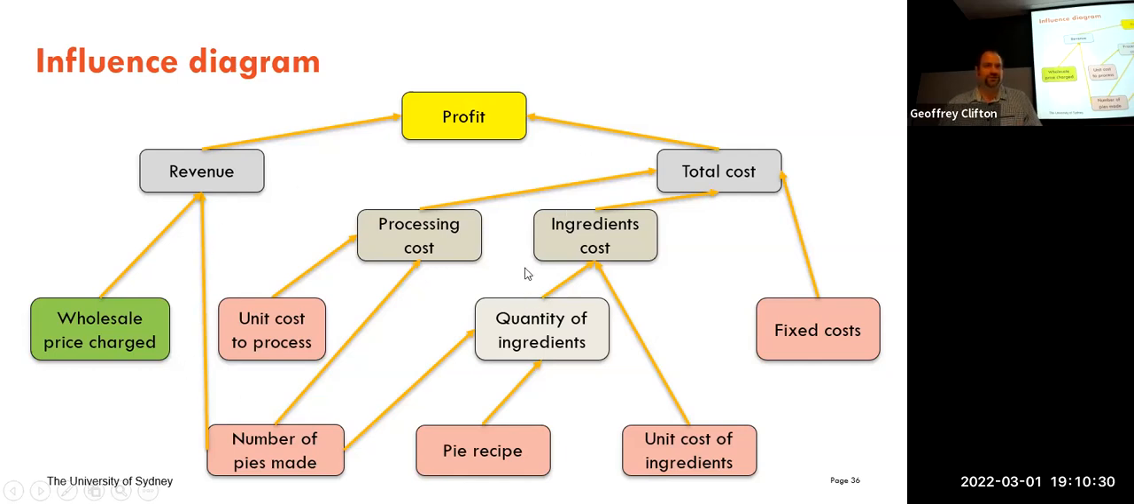Once you've got your influence diagram, then you need to think a little bit more about the logic. How does revenue influence profit? Well, it's revenue minus total costs equals profit. So you think then about the mathematical linkages, and you then build your spreadsheet.